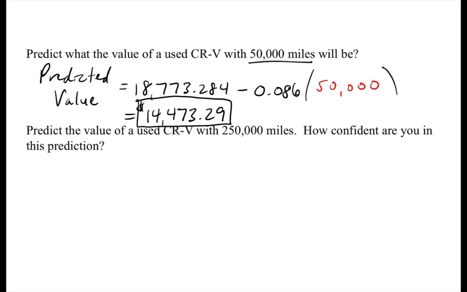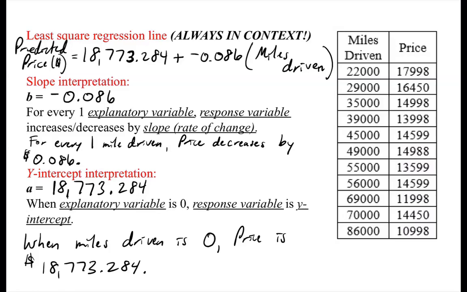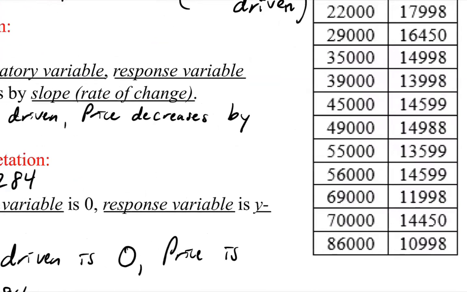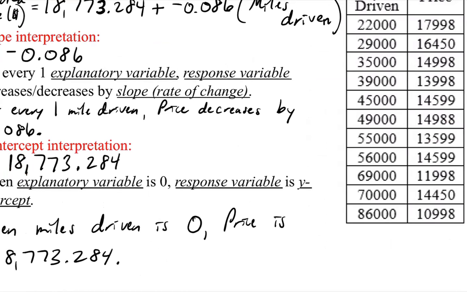Now the next thing is, does that make sense? Does it fit with the rest of our data points? Does it fit that a 50,000 mile driven car is about $14,500? Well, let's check the one that was close. It was very close to this guy, and that's pretty much identical. So yes, it makes sense. The reason that's important is for the next one. Let's look at the next guy.